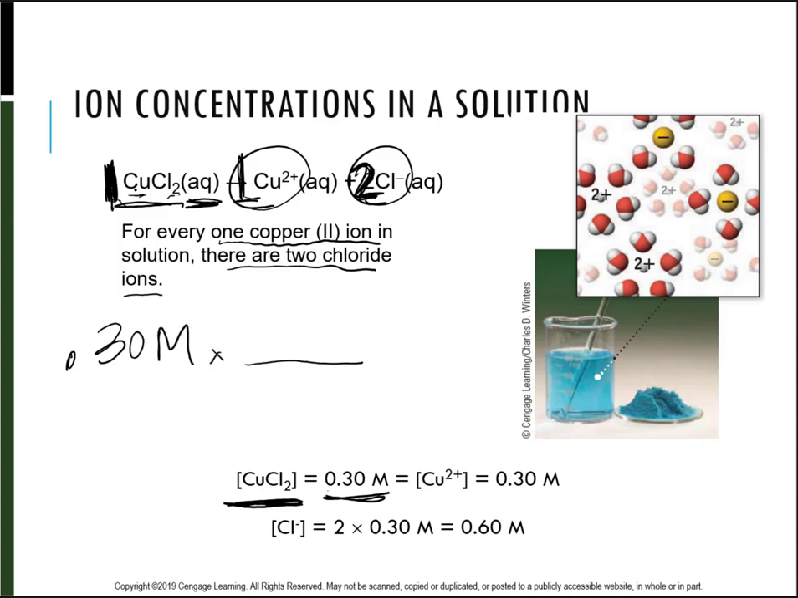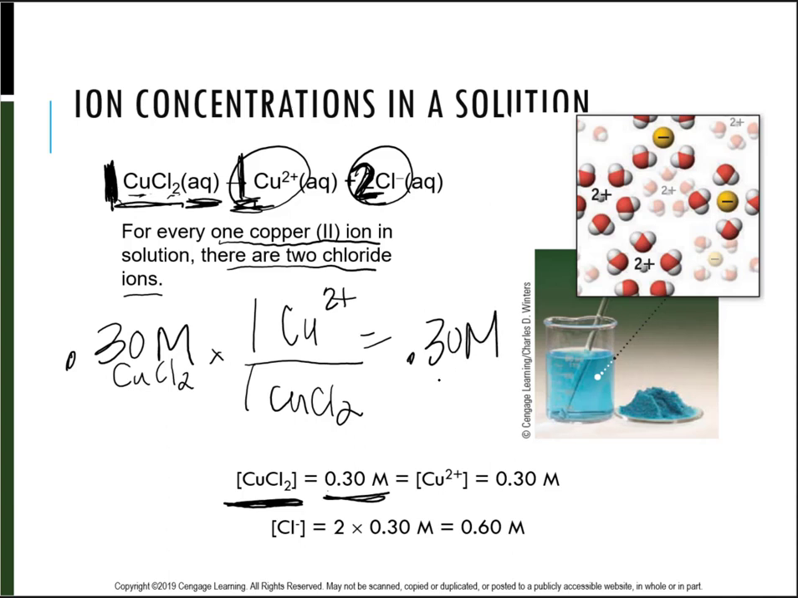I would say for every, and this is for CuCl2, well, 1 CuCl2 for 1 Cu2+, obviously 0.3 times 1 divided by 1 is 0.30 molar for the concentration of copper 2+.